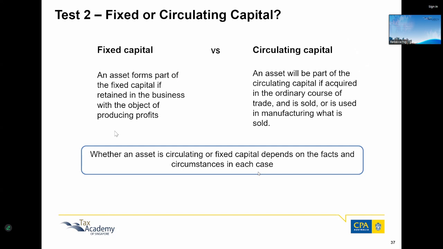So for the second test, whether it is fixed or circulating capital, fixed capital is more likely to be assets retained in the business with the object of producing profit, like fixed assets. Circulating capital is assets acquired in the ordinary course of trade that are sold or used in the manufacturing of what is sold. Whether an asset is circulating or fixed capital depends on the facts and circumstances of each case. So we always look at the assets in relation to the business, right?